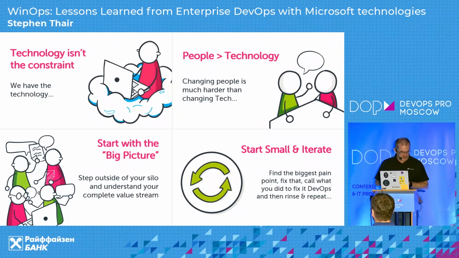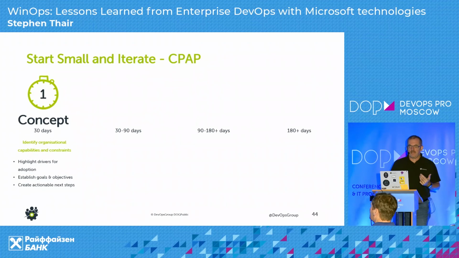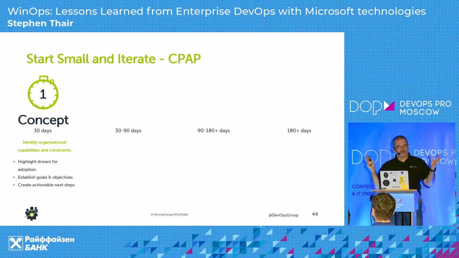So we have a process which we call CPAP. It basically starts with the idea of having a 30-day concept period. Get everybody together in a room, plaster the wall with post-it notes and various other things, and try and get everybody on the same page of what are you trying to achieve, what are we here to do, what's the vision. And this is where that leadership stuff that we talked about is so important. You've got to get these leaders in a room and get them to articulate the vision.